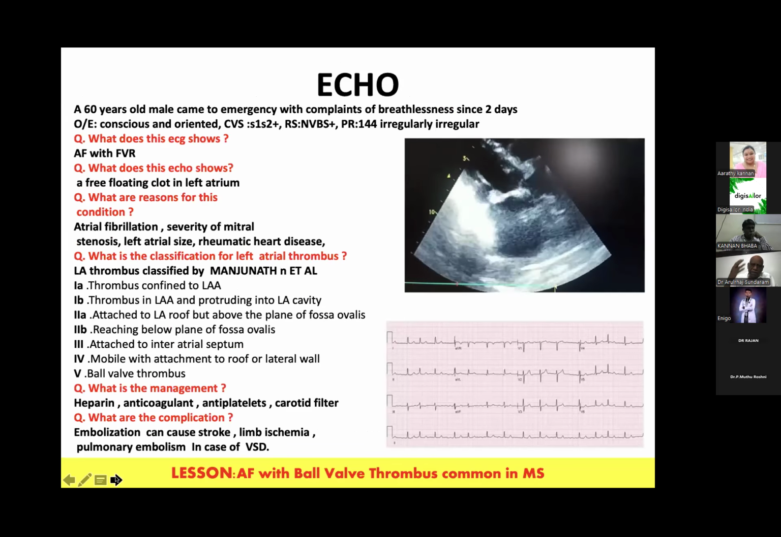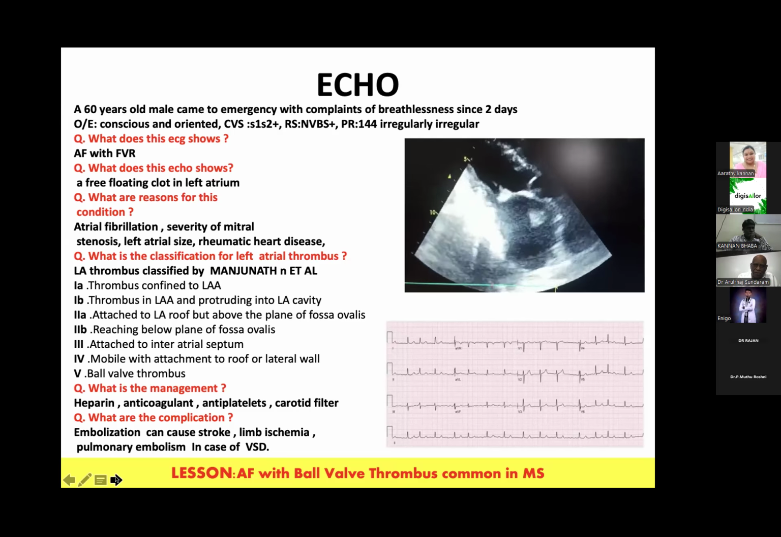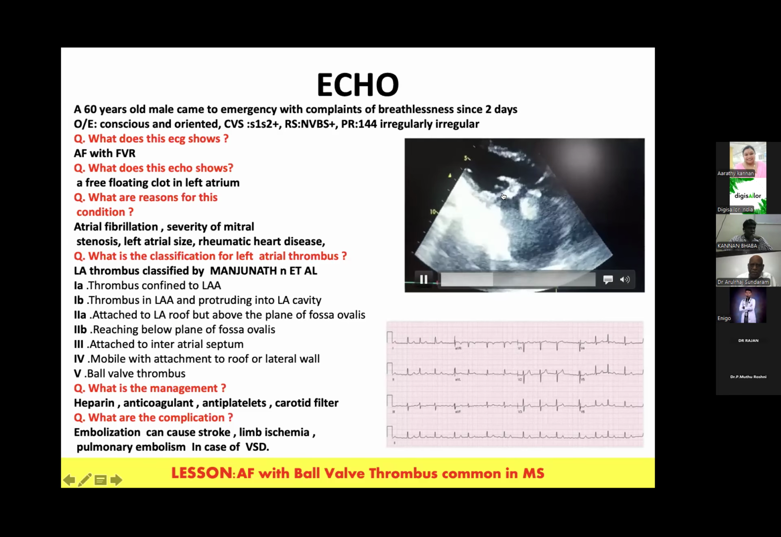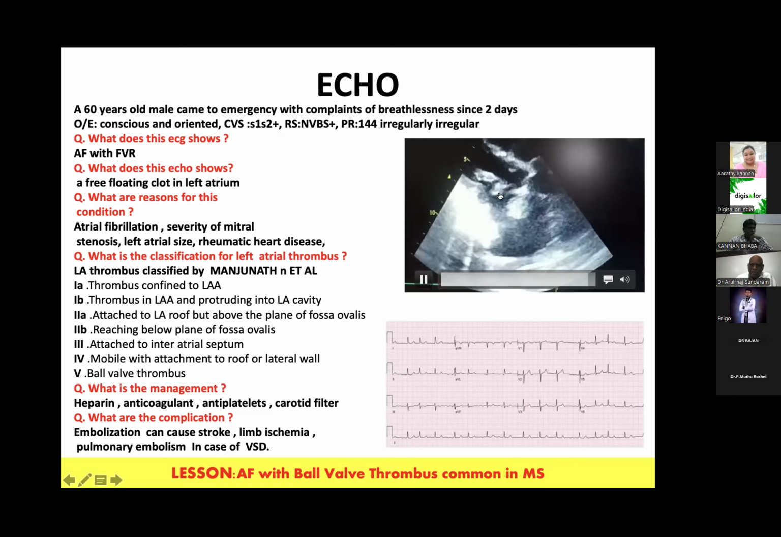This is one of my earliest cases of rheumatic mitral stenosis. We see a ball valve thrombus. Nowadays, we don't see this, because in those days antiplatelets and anticoagulants were not this effective. Now we have very effective ones. You see the mitral valve, which is so much thickened and not opening at all. Severe calcific mitral stenosis. You see a big thrombus inside the left atrium.